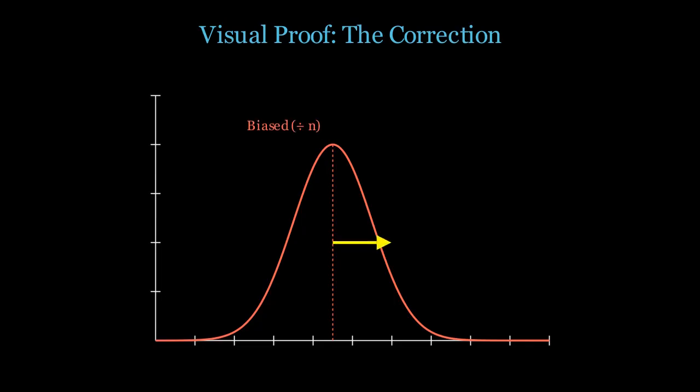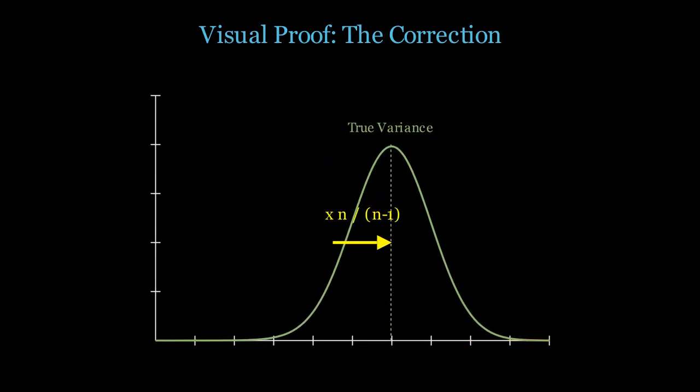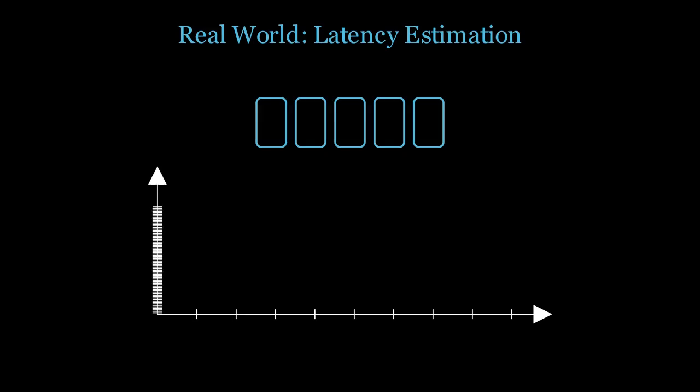Let's see this in action with a simulation. If we repeatedly sample from a population and calculate variance using n, the average of those variances will be lower than the true population variance. By dividing by n-1, we mathematically stretch the result just enough to correct this bias.